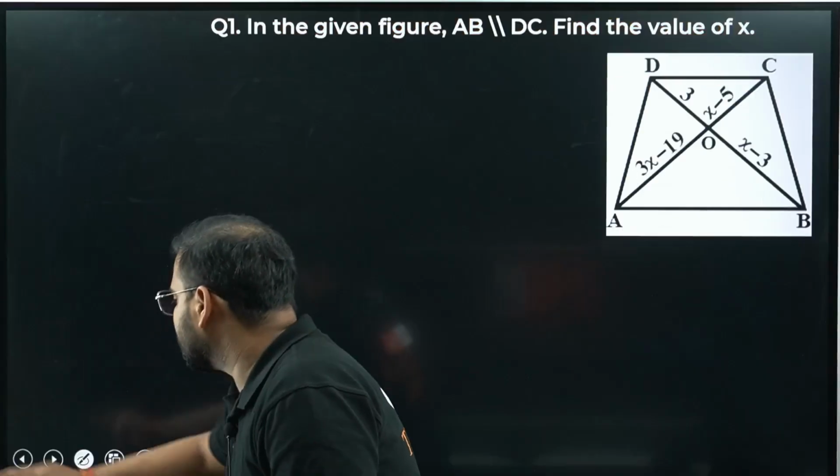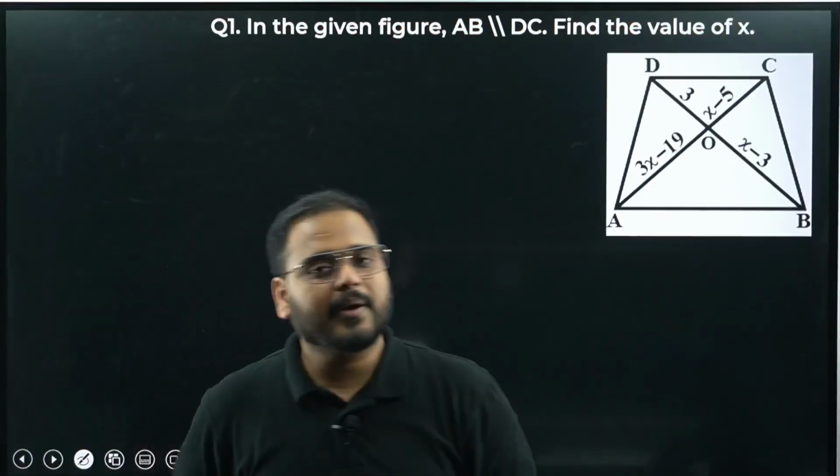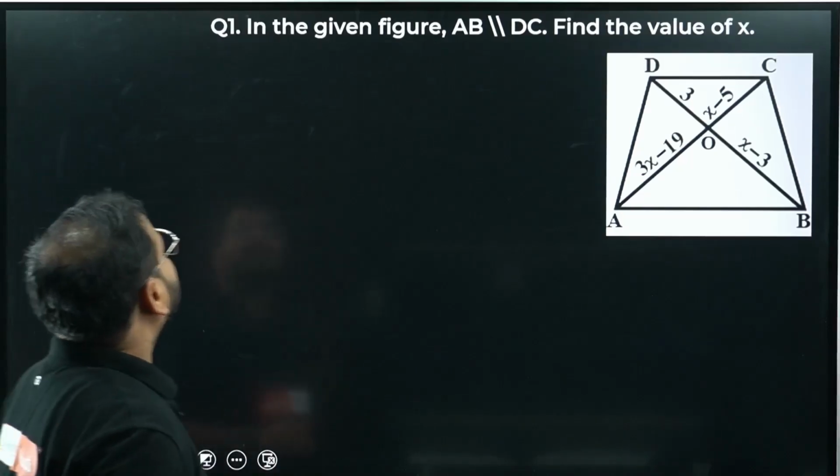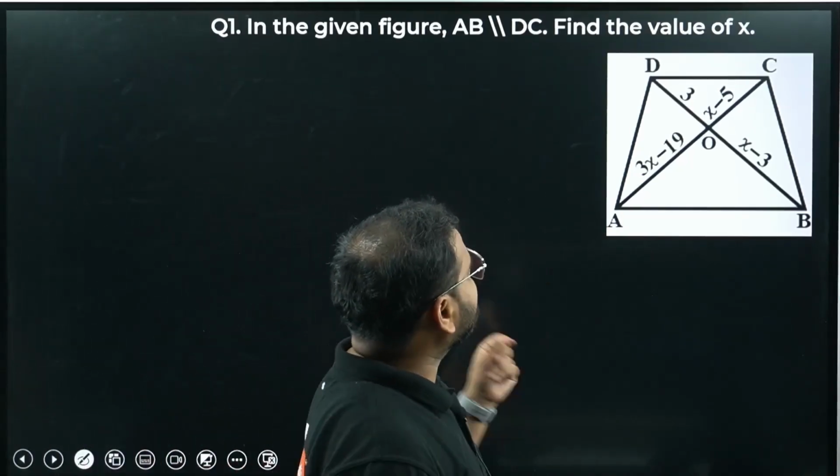Moving on to question number 1. Okay, structure we'll talk about later. Sir, let's do question number 1. In the given figure, AB is parallel to DC, find the value of X.